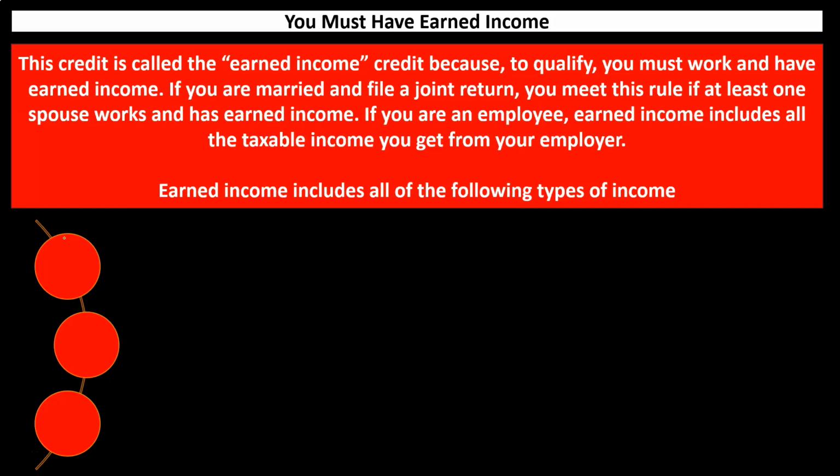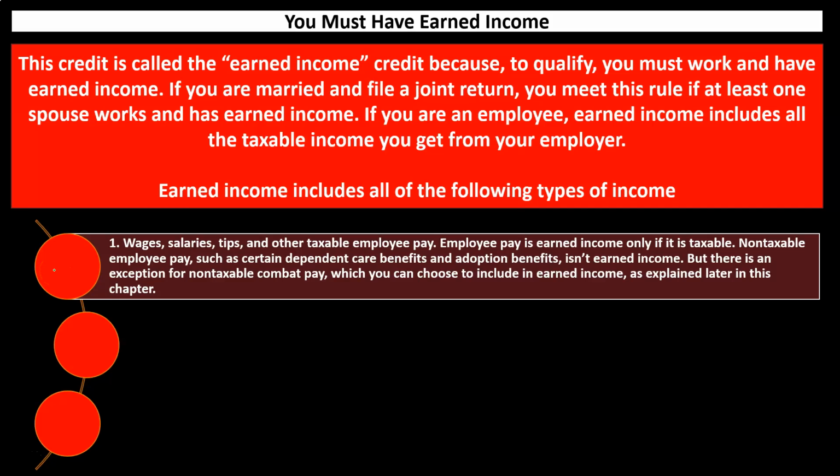This credit is called the quote earned income, end quote, credit, because to qualify, you must work and have earned income. If you are married and file a joint return, you meet this rule if at least one spouse works and has earned income. If you are an employee, earned income includes all the taxable income you get from your employer. So what is earned income then? Well, if you're an employee somewhere and you get W-2 wages, then typically that's going to be earned income. Earned income includes all the following types of income.